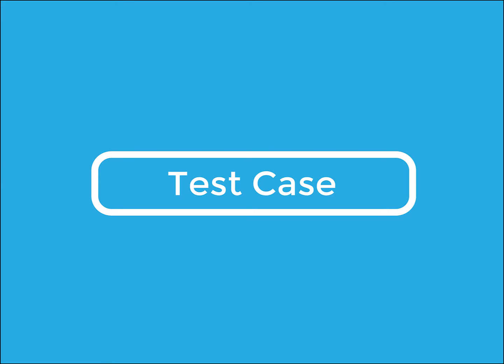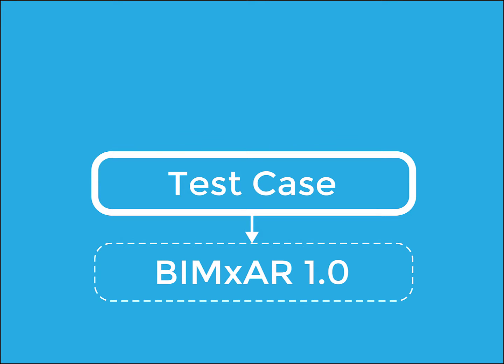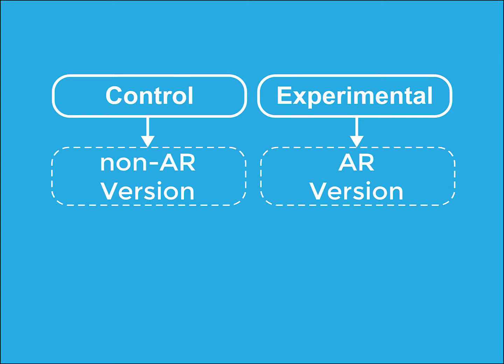The proposed approach of BIMxAR was validated through a test case in which BIMxAR 1.0 was used as an intervention. Two study groups were employed. To ensure a fair comparison between the groups, a non-AR version of BIMxAR 1.0 was developed and used in the non-AR group. The non-AR version was developed to be identical to the AR version in terms of the BIM example project and capabilities.